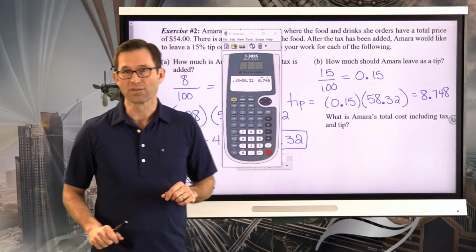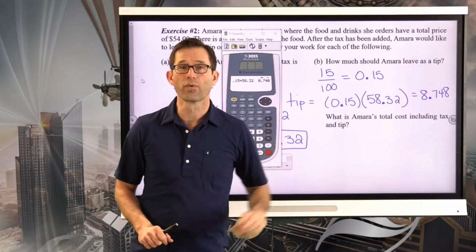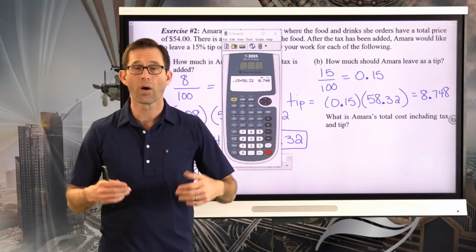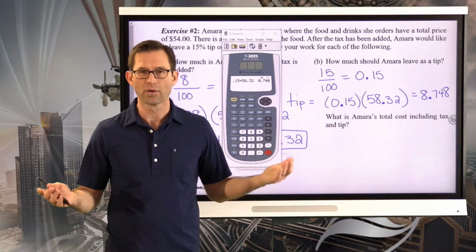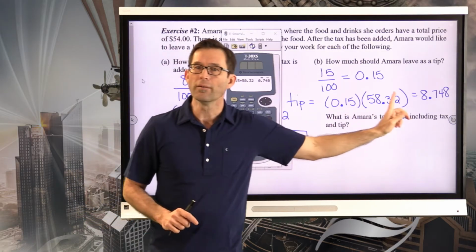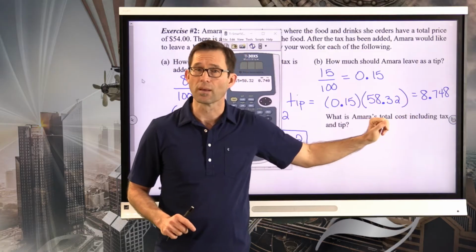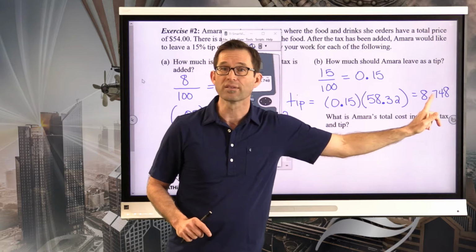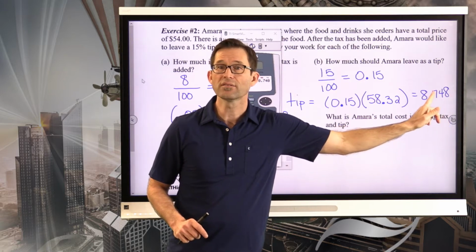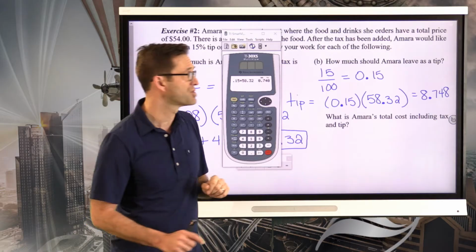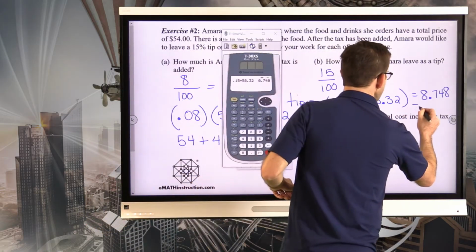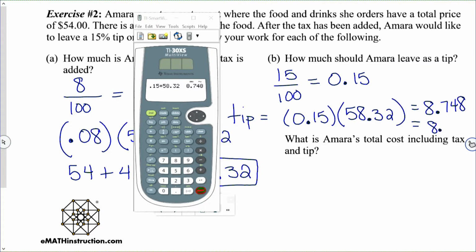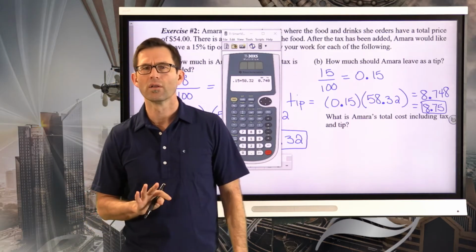Now let's talk about that just for a moment, because that can't be our final answer. She can't actually leave $8.748. She can't do that because there are no fractions of a penny unless apparently you go to a gas station. But what we should do is we should round this to something that's reasonable. So it should be rounded to the nearest penny. That would be 8.7 something. That 8 tells us we should round the 4 up to a 5. So how much should Amara leave in tip? 8.75, which will be slightly more than 15%, but that's okay. Better to leave a little more than too little.